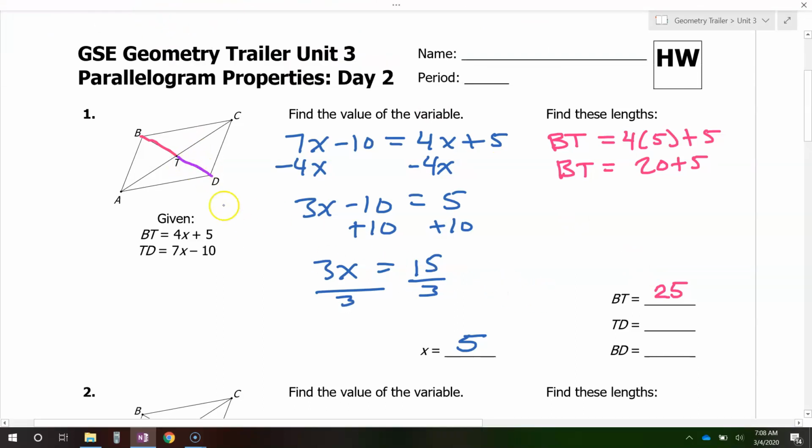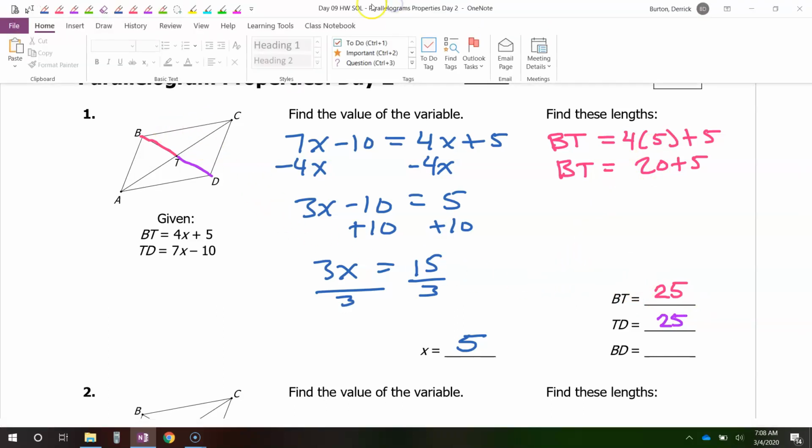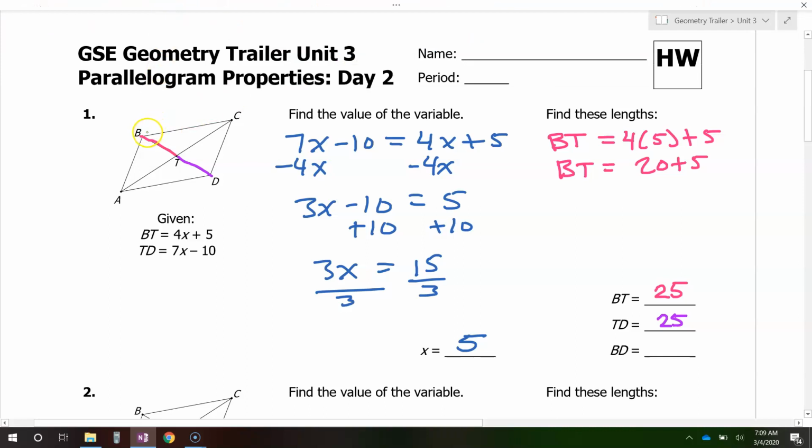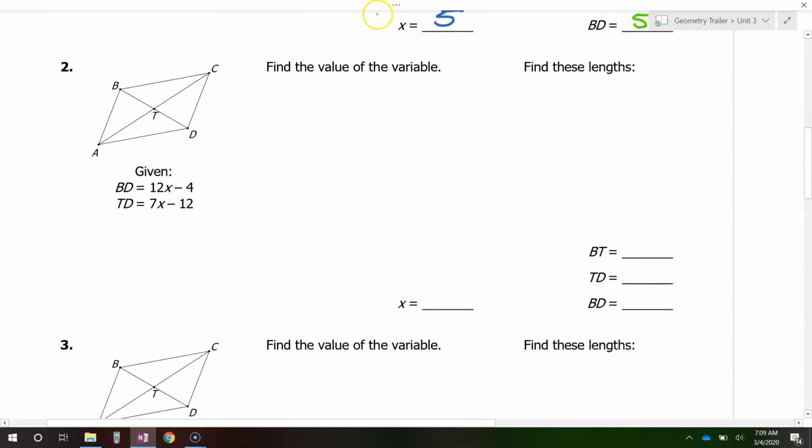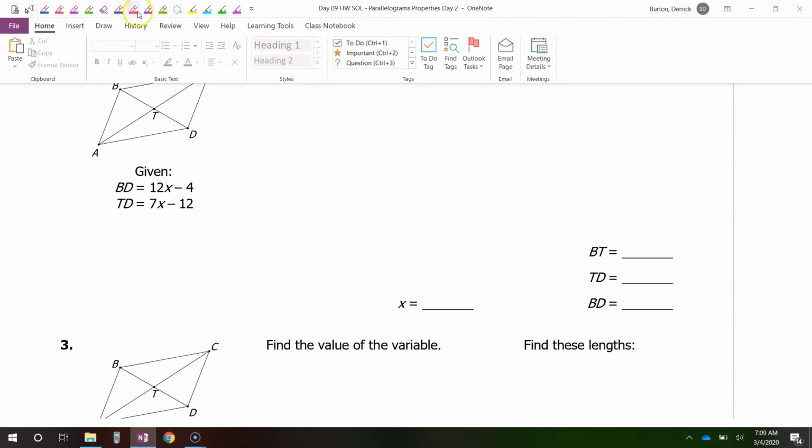If I want to find TD, well, TD is congruent to BT. So I know that this will also be 25. No additional calculations necessary. Now, if I want to find BD, well, BD is the whole thing. So if each of these are 25, then BD should be 50. I add these together. All right, take a look at problem number 2, which will be very similar.